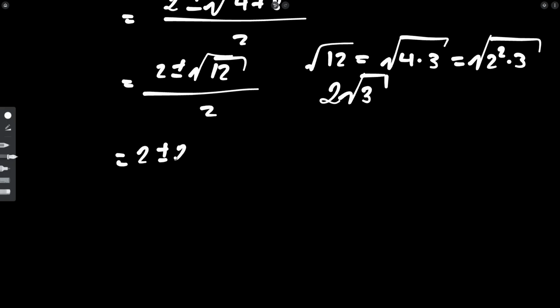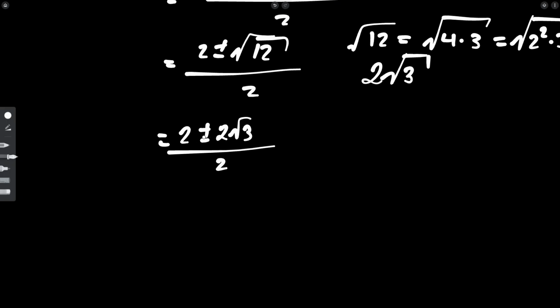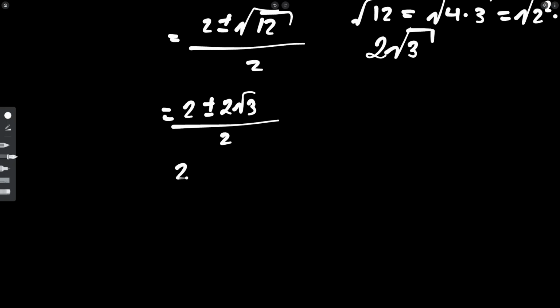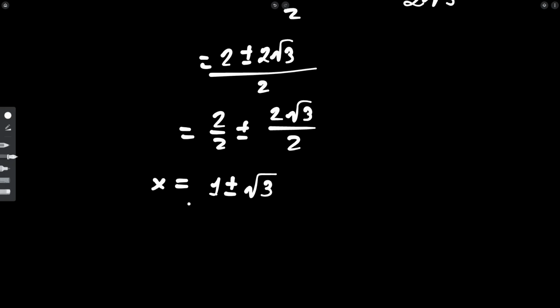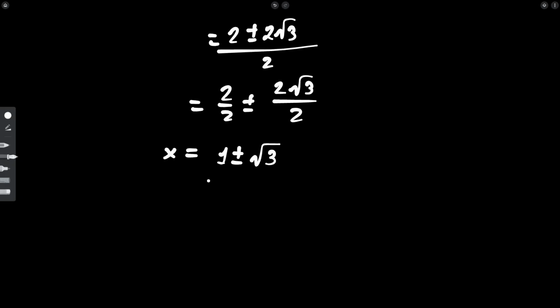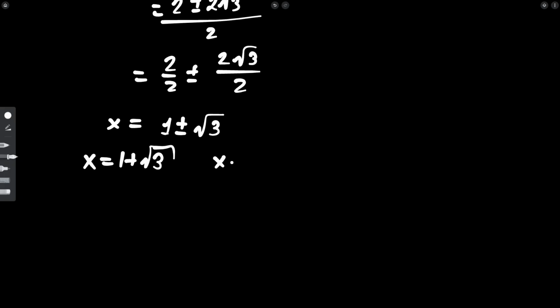2 plus or minus 2 root 3 over 2. And now, because both of these have 2's, we can separate it. And here we see that this becomes a 1, and this becomes a root 3. X equals 1 plus root 3. We can split this now into x equals 1 plus root 3 and x equals 1 minus root 3.